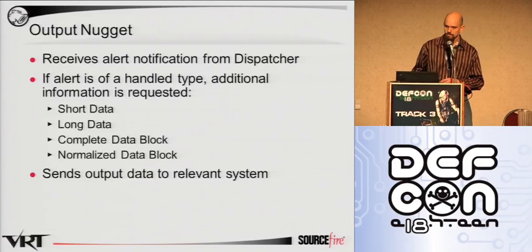Okay, output nugget. Output nuggets, as you would expect, provide a user interface or a means for providing alerting and other kinds of data to the operator. Whenever an alert is generated, the dispatcher will talk to each of the output nuggets, say that there's an alert available, and then the output nugget, if it decides that it's a type of data that it's interested in, will then ask for additional information.